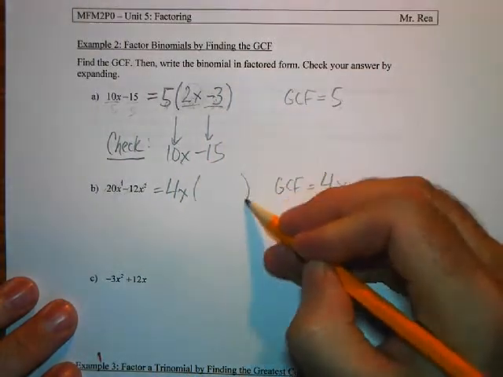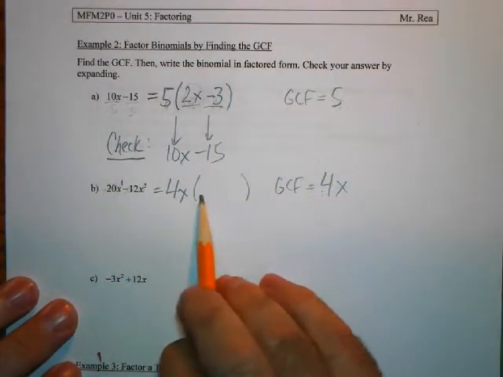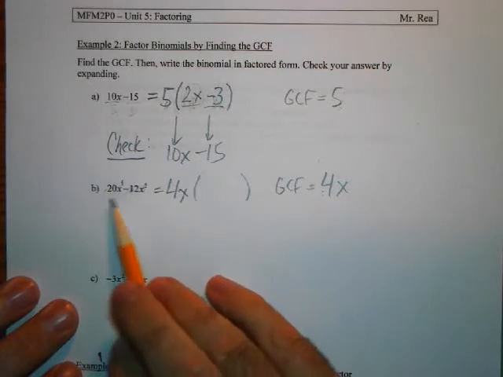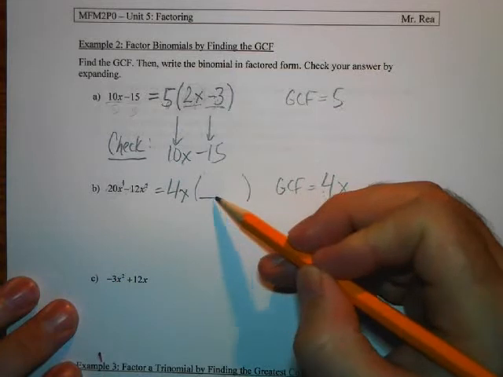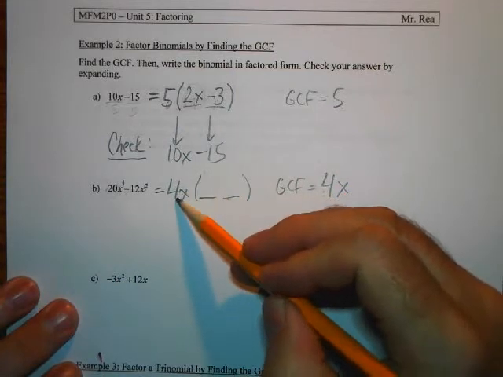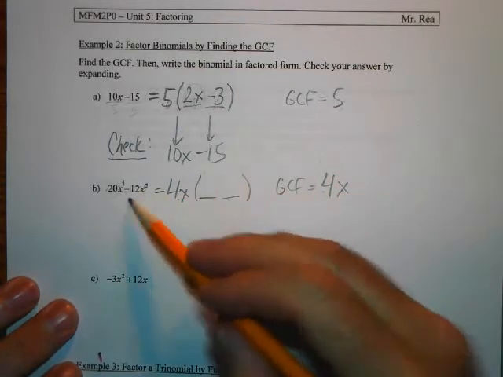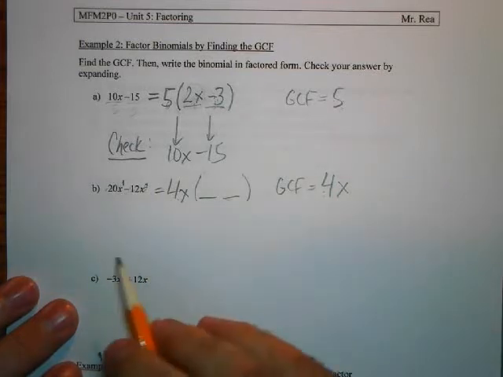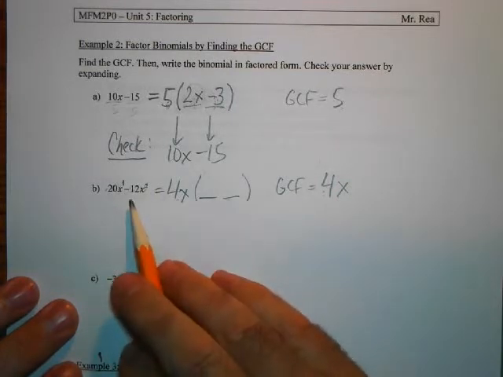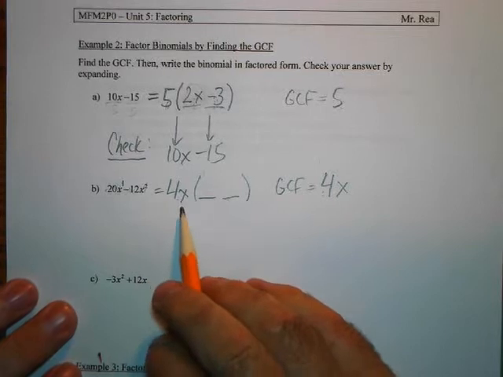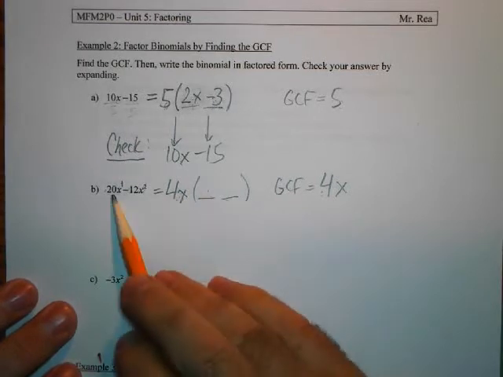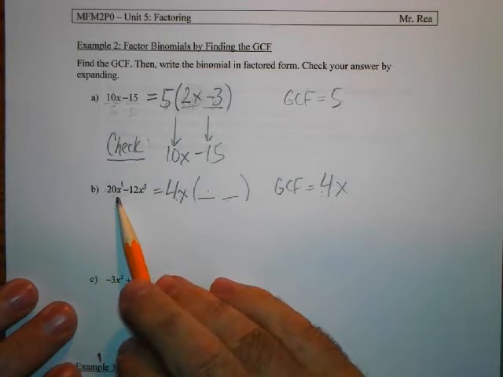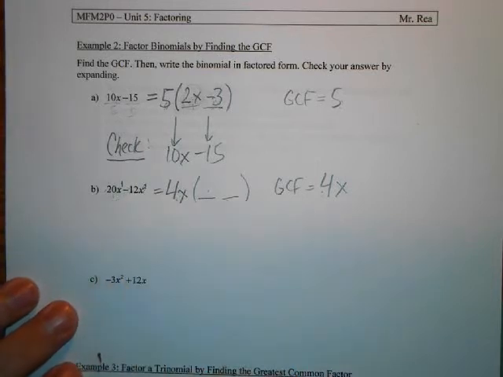Put my brackets. Now, how many terms go in here depends on how many terms you have in your question. Since I have 2 terms here, I have 2 terms here, because when I multiply this with whatever this is, I have to get 2 terms. Okay? So again, you can use the approach you want here. I could ask myself, what do I have to multiply 4x by to get 20x?